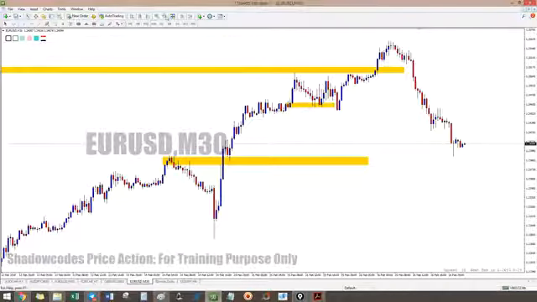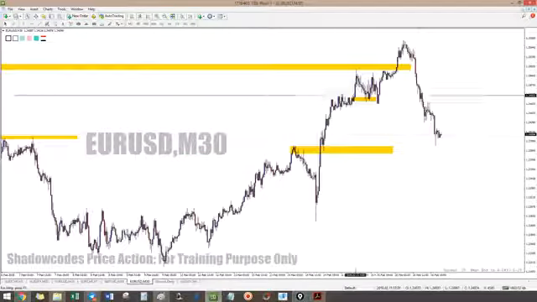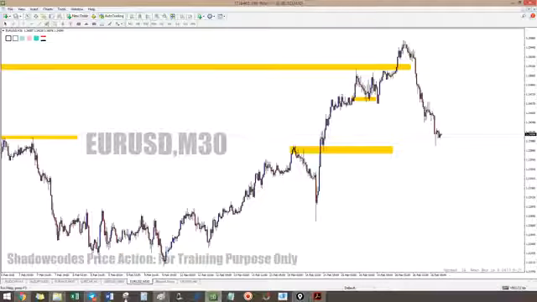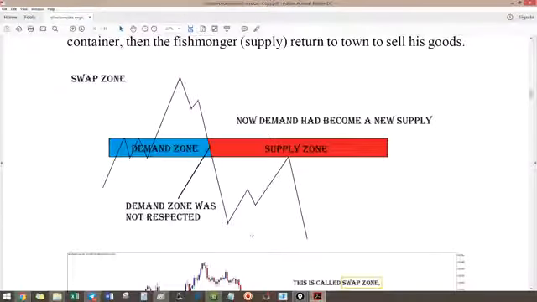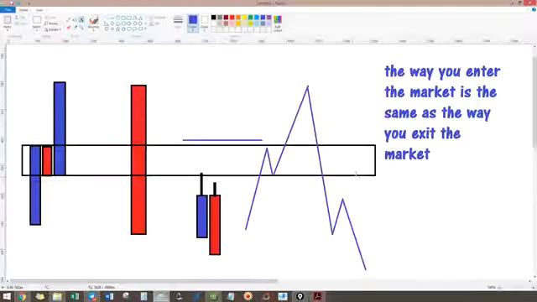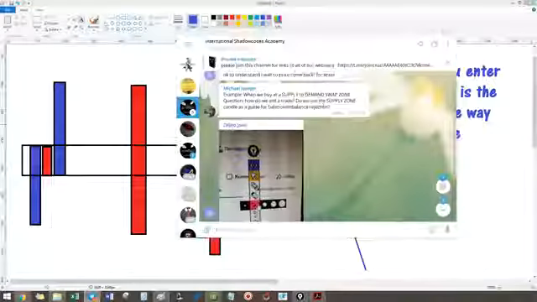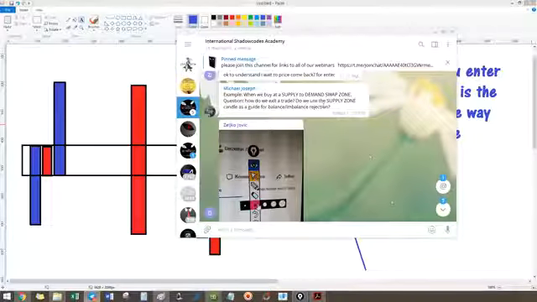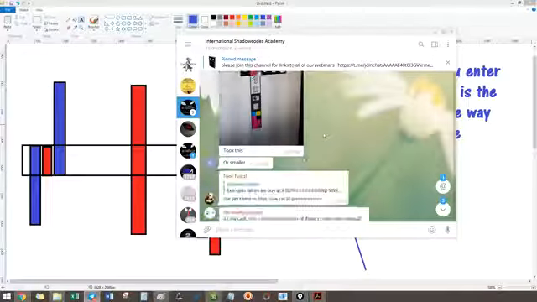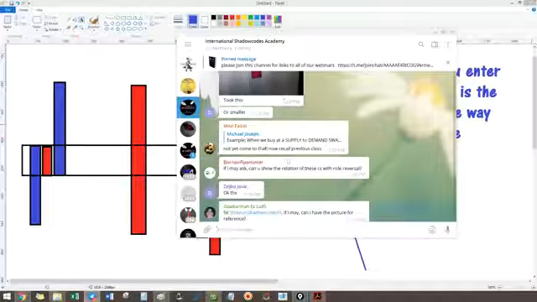This one needs practice, how to buy and sell on all of this range. That's why you need to draw a lot. You need to draw the previous market to understand. So remember, the way you enter the market is the same as the way you exit the market. If you do not see any buy setup, you should just hold your position.